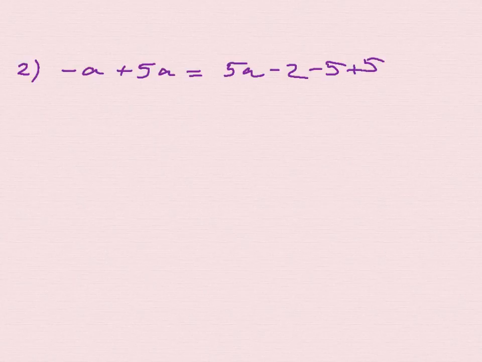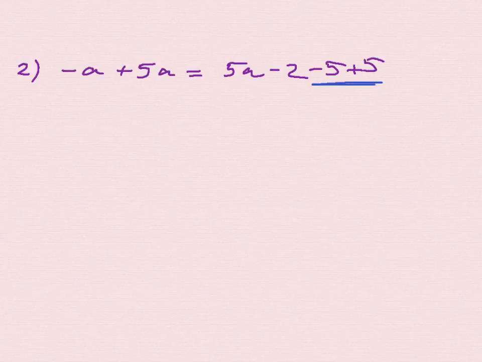Another one. Take an equation like this one. Minus a plus 5a equals 5a minus 2 minus 5 plus 5. So right away you should see that there's multiple terms with a's and multiple constants or numbers without letters. The first thing that I see here is a minus 5 and a plus 5 are equal but opposite, and they are going to cancel.